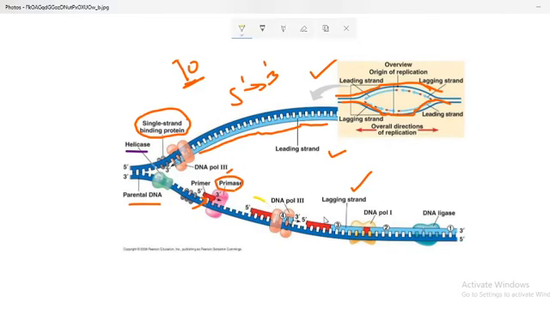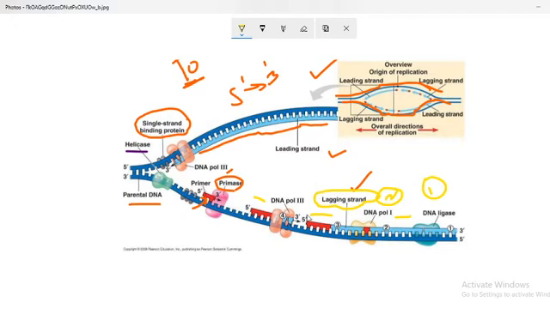Here is a fragment, and here is a fragment. Likewise this strand is discontinuously synthesized, so it requires some enzymes for the ligation process. That's why it is called the lagging strand. For the ligation process, there are two enzymes working: one is DNA ligase and another is DNA polymerase 1. These two enzymes work together to fill up all the nucleotides.